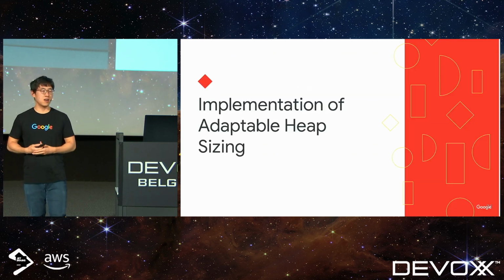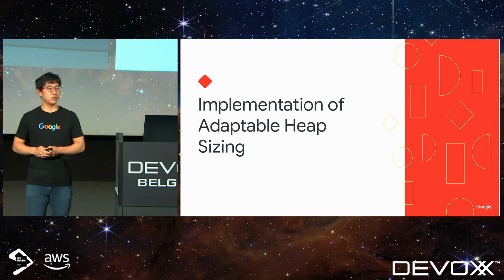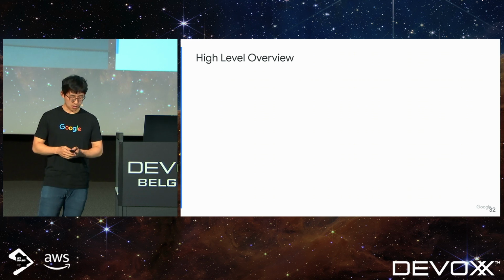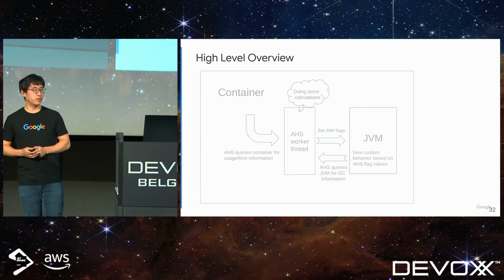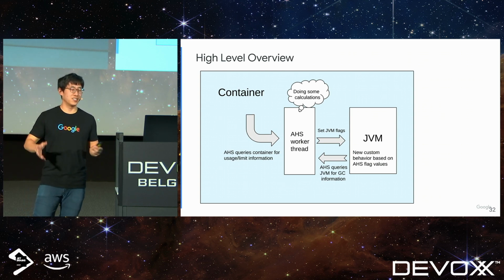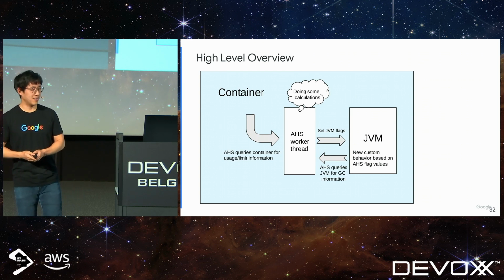Okay, so now let's talk a little bit about how AHS was implemented and the design of the project. Okay, so high-level overview. As you can see, it's not actually too complicated. There's only a few boxes and a few arrows, so it can't be that hard, right?